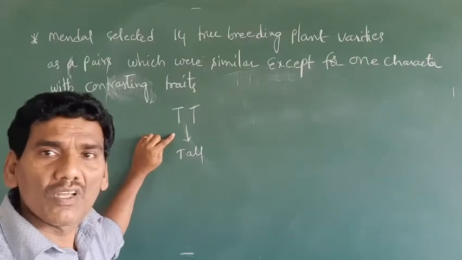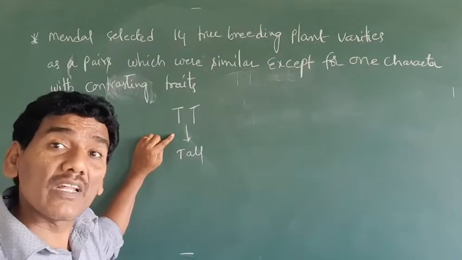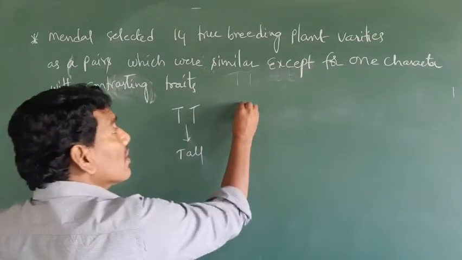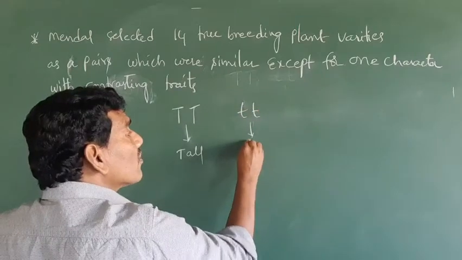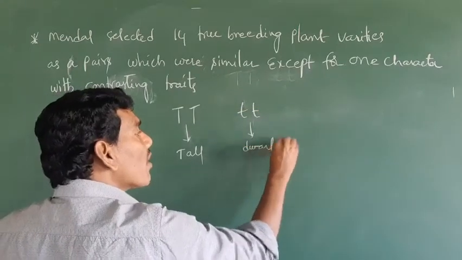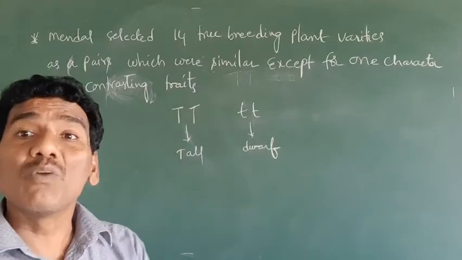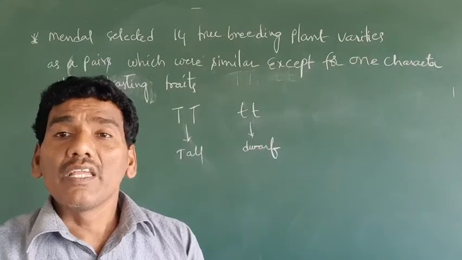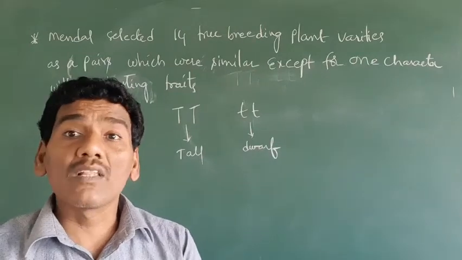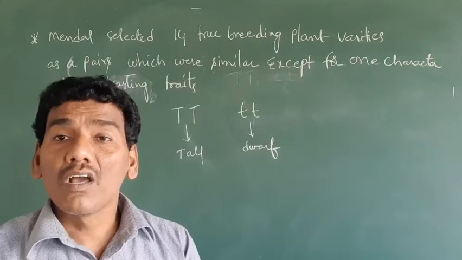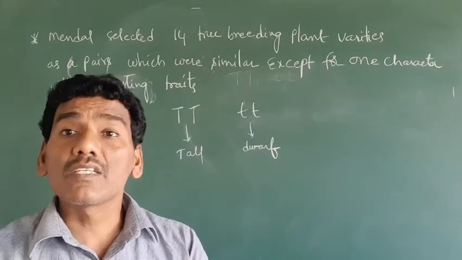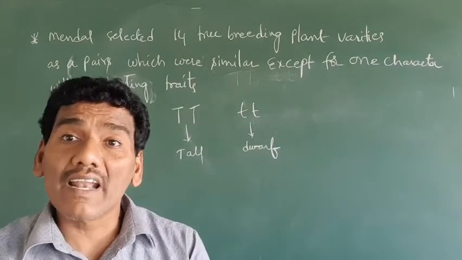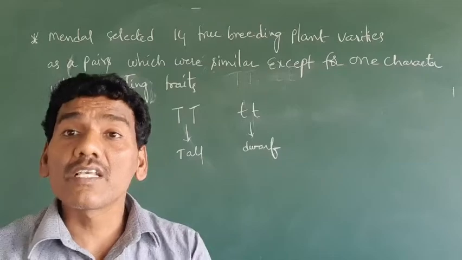Here there is no involvement of other types of genes. Only this is a true breeding tall plant. This is a true breeding dwarf plant. True breeding means genetically pure for the given trait. A true breeding line is one that has undergone continuous self-pollination for several generations and shows stable inheritance, with characters expressed over several generations.